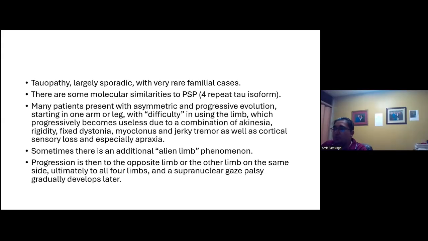In terms of corticobasal degeneration, again, it's a tauopathy, and there are different molecular variants. What the patients present with here is asymmetric and progressive evolution of symptoms.